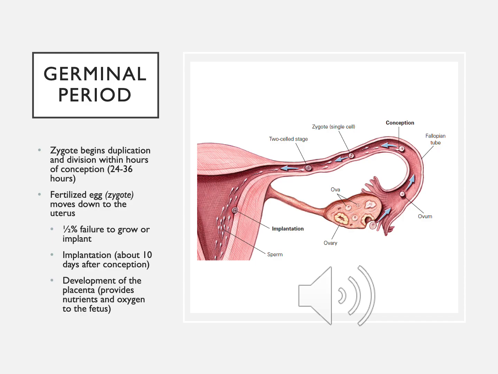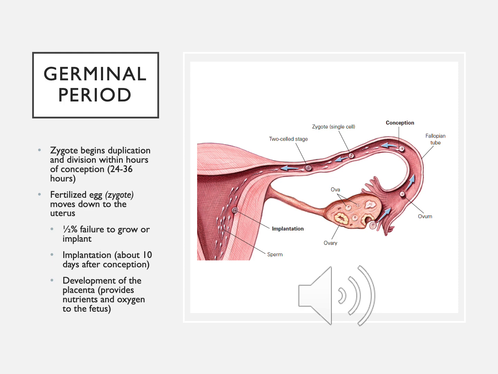During the germinal period, which is about 0 or conception through 2 weeks, we see that this is when rapid cell division is happening. So a zygote or a fertilized egg begins to duplicate and divide within hours after conception. So about a day to a day and a half, we start to see this happening. And we see that the fertilized egg or zygote begins to move down the uterine wall. And during this time, about half of conceptions do fail to grow or implant properly, and then they do not survive beyond that 2-week period.